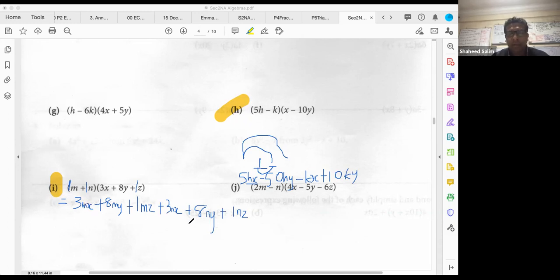Now you check. Any MX? No other MX, only one. MY? No other MY. MZ? No other MZ. NX? NY? So this is your answer. There are 6 different items.